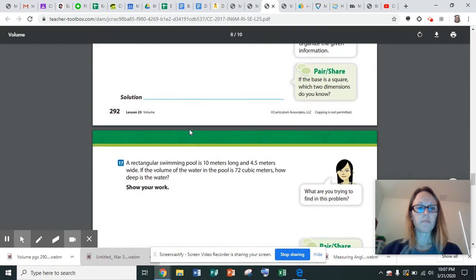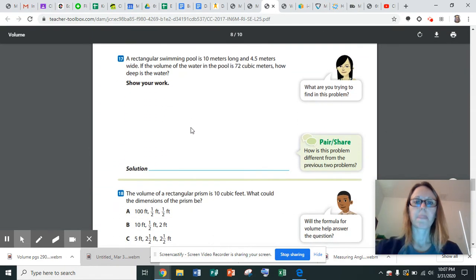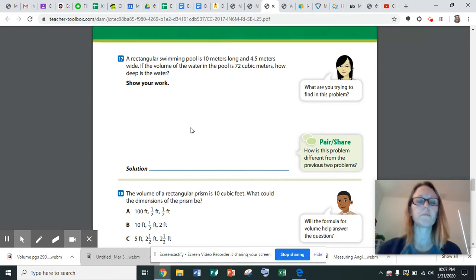All right, now moving on to number 17. A rectangular swimming pool is 10 meters long and 4.5 meters wide. If the volume of the pool is 72 cubic meters, how deep is the water? Okay, so we know the length, the width, and the volume. So we have 72 equals 10 times 4.5 times h.